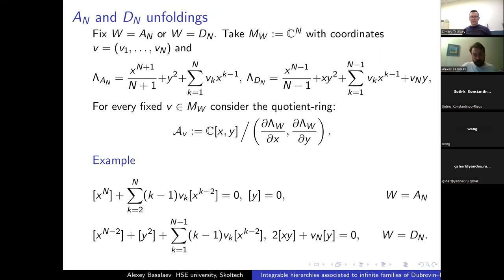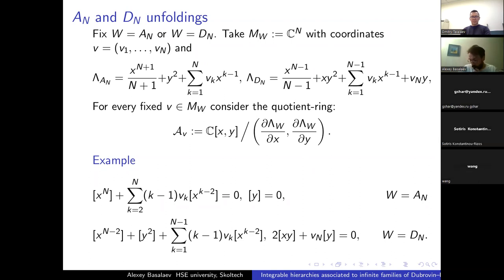But the important thing is that it also has an algebra product, as every quotient ring has. And the product is very simple. I write it down for A_n and D_n. It says that the class of x^n can be expressed via the classes of x to the power 0 to x to the power n minus 2. And the class of y is equal to 0. So this is really an easy product, and this will exactly be the product of our Frobenius manifold.